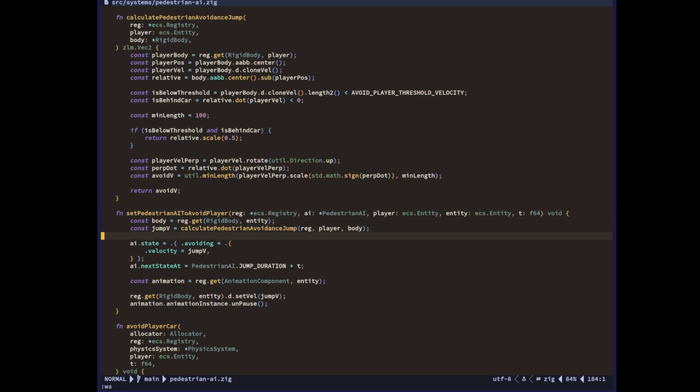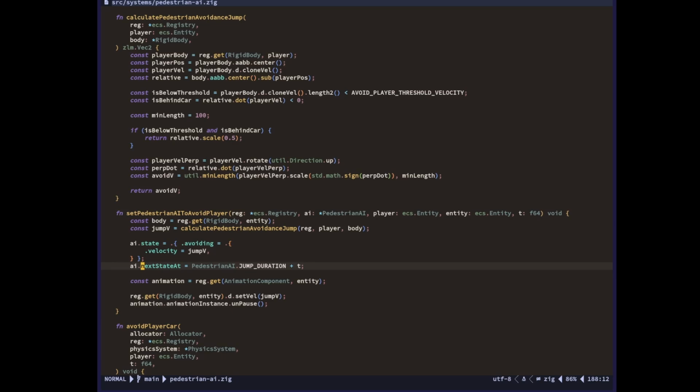And let's go down here. So this is where we grab it from this function here. Then we set the state of the AI pedestrian, the pedestrian AI, to be avoiding. And we also set the velocity here. I don't think this is used, but we set it here anyway. And we also set the duration of the jump to be, I think, 0.2 seconds.